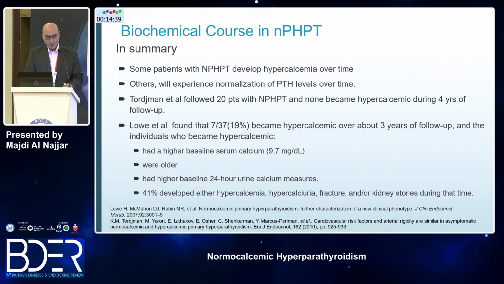Patients who have high baseline calcium are more likely to become hypercalcemic, are older in age, and have higher baseline urine calcium. So these are the typical patients who can probably progress to hypercalcemia from this population. And almost more than 40% of his patients developed either hypercalcemia, hypercalciuria, osteoporosis, or worsening kidney function or kidney stone formation.